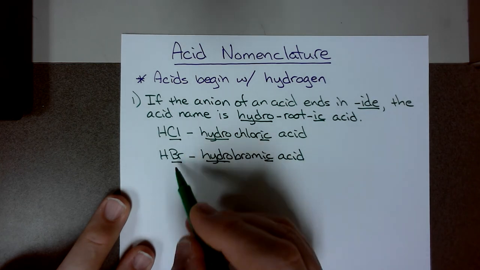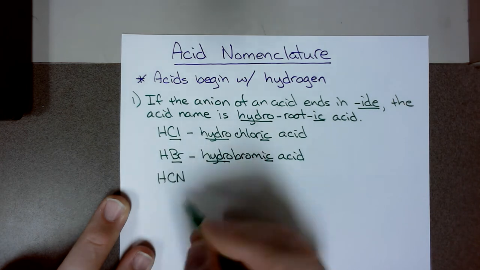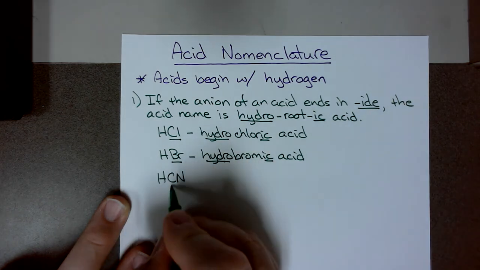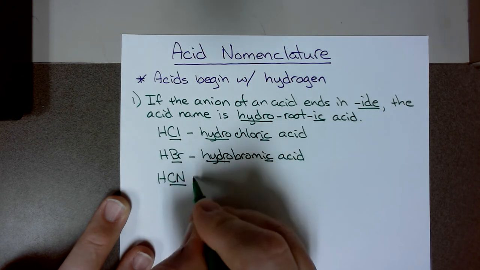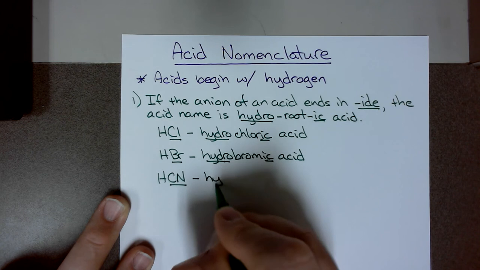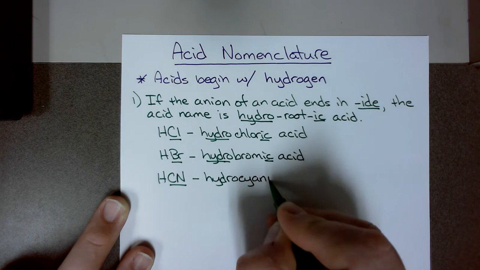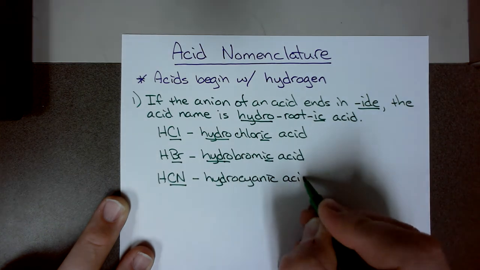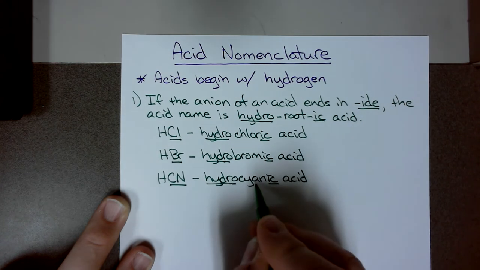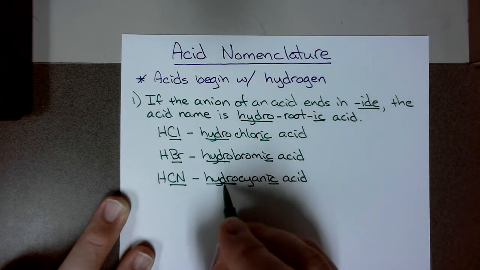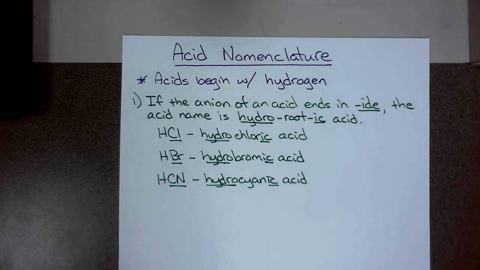Now these were monatomic ions, but every once in a while you'll have a polyatomic ion that ends in "ide". Like this one, it's cyanide. That's polyatomic because it has two different elements. So this would be hydrocyanic acid. Again, hydro-ic with the root, cyan for cyanide, so hydrocyanic acid. So if it ends in "ide", it goes to a hydro-ic acid.